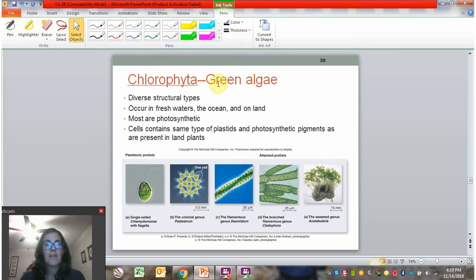So Chlorophyta, again, means green algae. There's a lot of diverse body types and structural types in this category, and you can see that diversity represented here in this picture. You have single-celled organisms, colonial organisms, filamentous organisms. This is a filamentous and branched organism, so really starting to get these more complex traits. So compared to this one, it has these branch points. And the seaweeds, again, are starting to look more like true multicellularity, right?